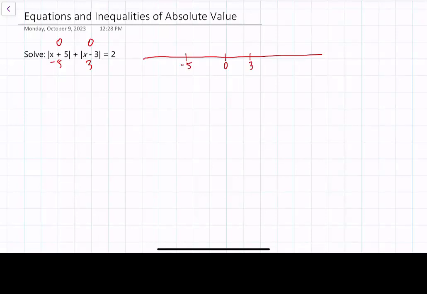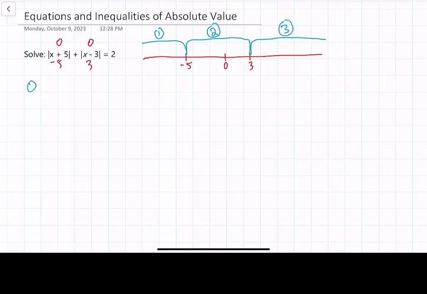Doing this, we have already split this number line up into 3 sections. One is x is equal or less than -5. The other one is x is somewhere between -5 and 3. And the third section is x is greater or equal to 3. So we can split this problem up into 3 sections and think about each one separately.